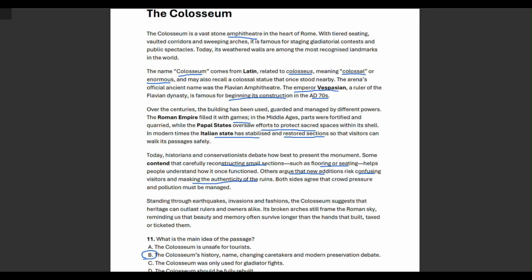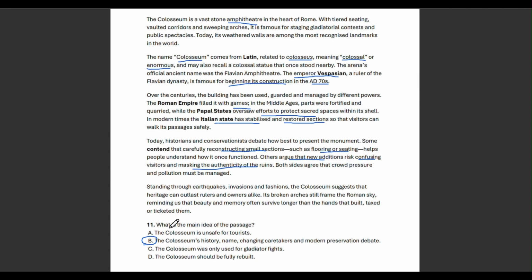Question 11. This question asks about the main idea of the passage we read. Think of the main idea like the big picture of all the different things the passage talks about. Our choices are A, the Colosseum is unsafe for tourists. B, the Colosseum's history, name, changing caretakers, and modern preservation debate. C, the Colosseum was only used for gladiator fights. And D, the Colosseum should be fully rebuilt.